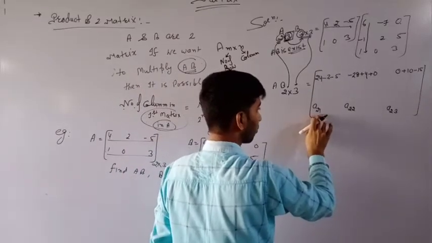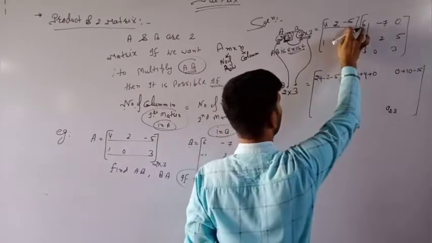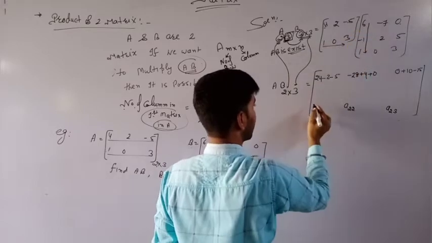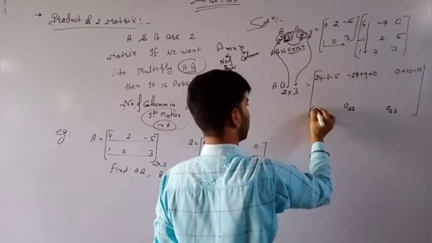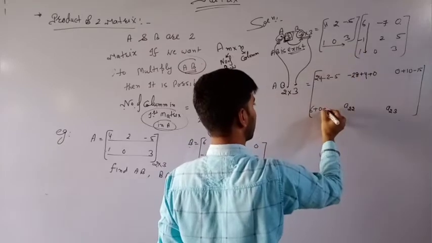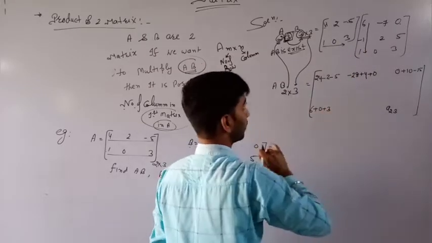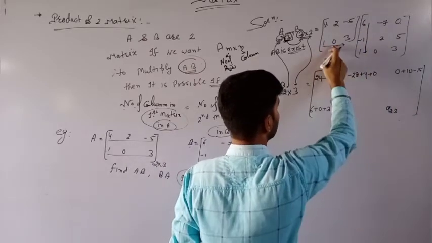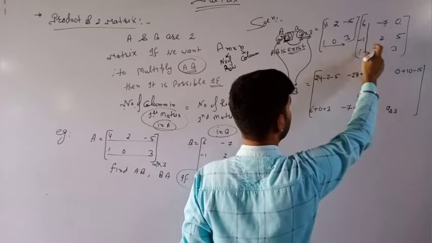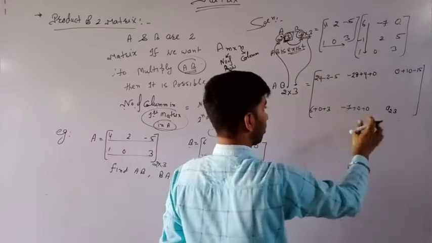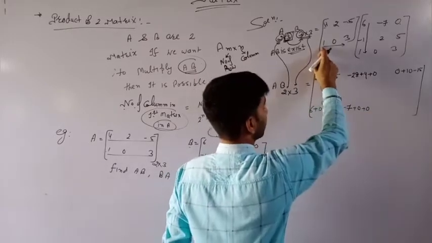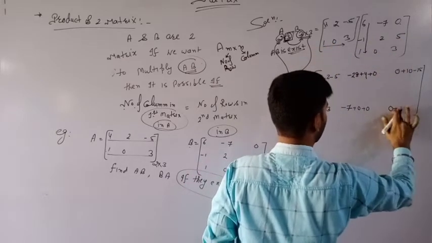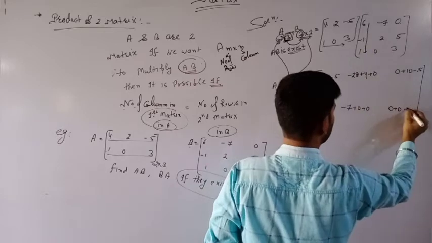Now second row, first column. Now we will use the second row. 1 multiply 6 is 6. 0 multiply minus 1 is 0. 3 multiply 1 is 3. Second row, second column: 1 multiply minus 7 is minus 7. 0 multiply 2 is 0. 3 multiply 0 is 0. Now second row, third column: 1 multiply 0 is 0, 0 multiply 5 is 0, and 3 multiply 3 is 9.